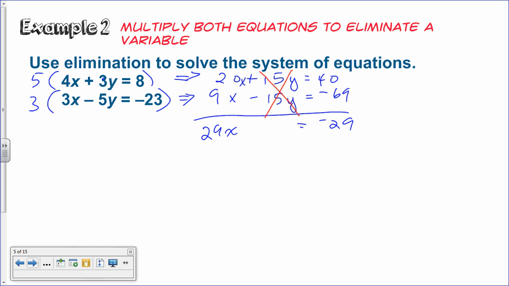I thought you had to subtract one. X equals negative 1. Okay, so my x is negative 1. Now, 3 times negative 1. Okay, which one do you want to use? The bottom. I'd use probably the original right here, wouldn't you?